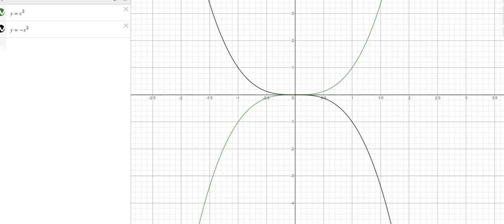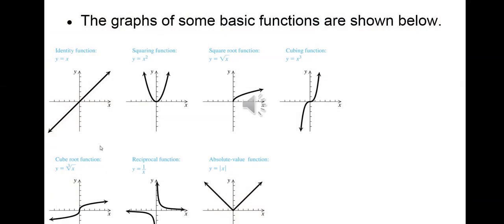That'll also occur in other basic functions. The cube root function, if you were to graph that, you would see the same. And the reciprocal function would also do the same. So a couple of these will have both reflections going on. The reciprocal function 1 over x, the cube root function, the cubing function, and the identity function y equals x.